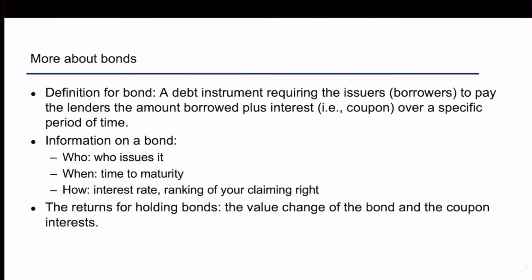A bond is a debt instrument requiring the issuer, which is the borrower, to pay the lenders the amounts they borrowed plus the interest, which we call coupon, over a specific period of time. The information on top of a bond includes who issues it, when it will mature, what interest you are going to pay, how frequently you pay the interest, and what the ranking of your claiming rights is if the bond issuer defaults.